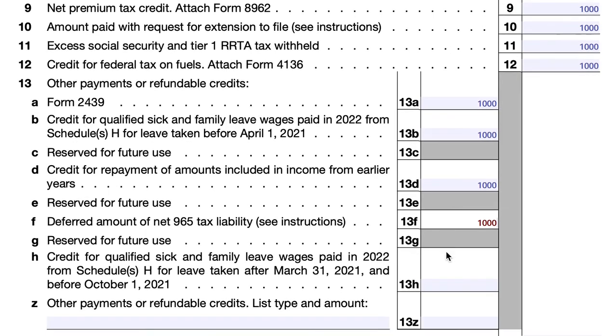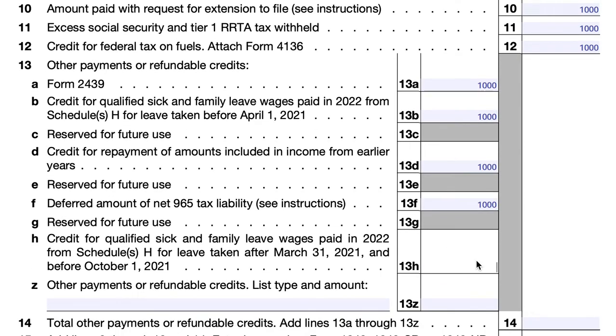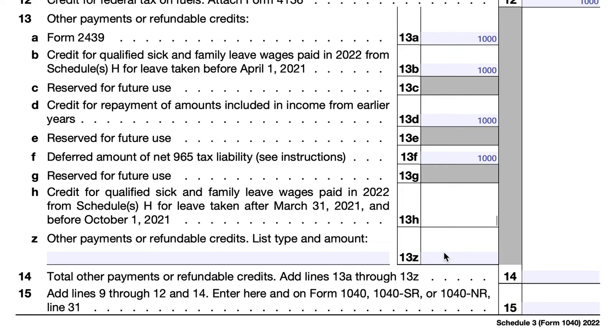Now, line 13H has to do with qualified sick and family leave wages that were for leave that was taken between April 1st and before October 1st of 2021. So again, you'll find that also on Schedule H. The difference is that you would see this credit on line 8F as opposed to 8E for this item that you're reporting in line 13B.